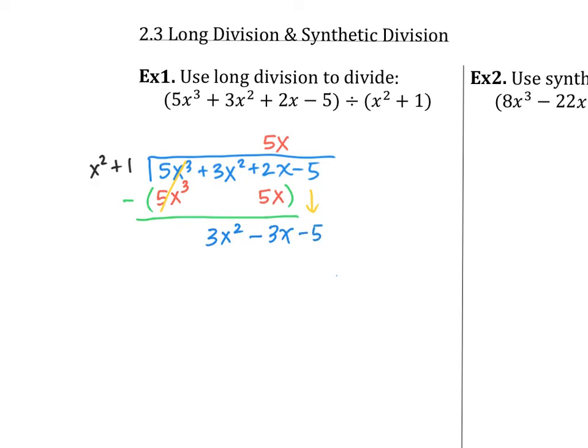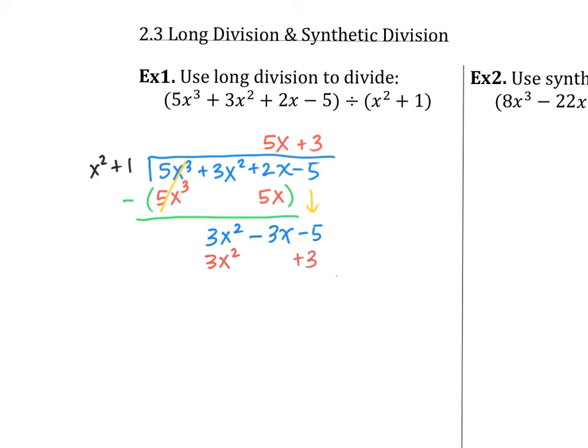Now I'm going to go through the process again. I have x squared here. I want to think about what I multiply x squared by to get 3x to the second power. That's x squared times positive 3, so I'm going to put a positive 3. I'm going to multiply this out again, this 3 times this entire x squared plus 1. Distribute, line it up under the like terms. So 3 times x squared plus 1 is 3x squared plus 3.